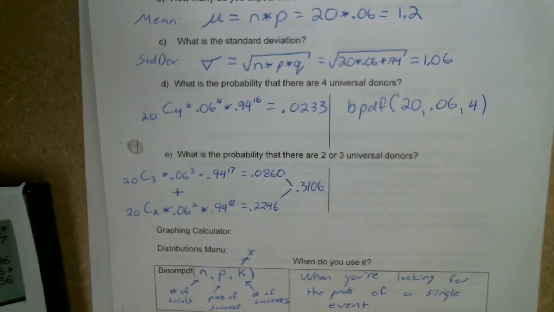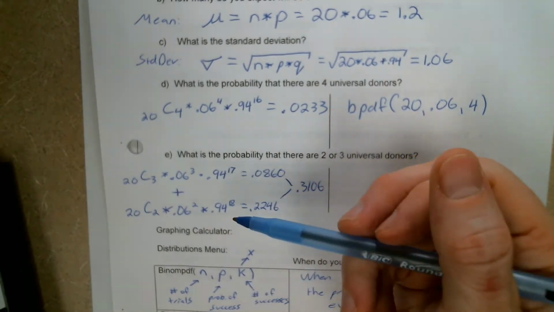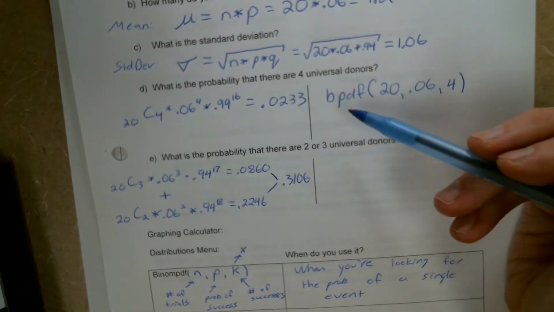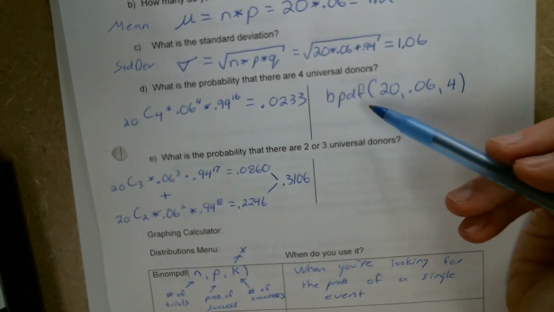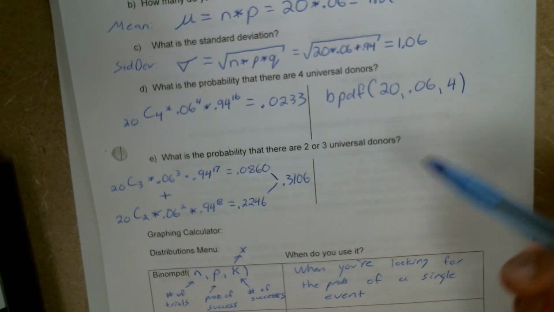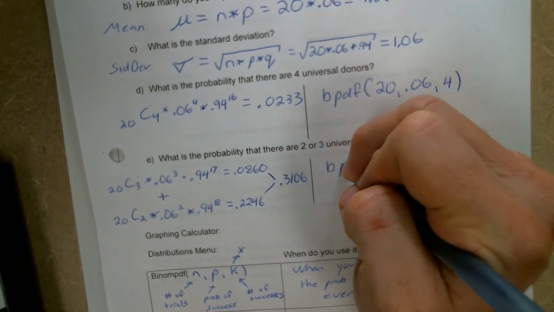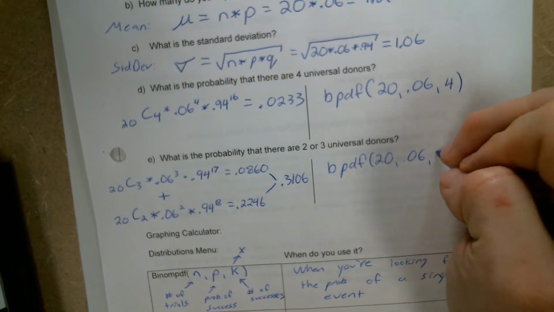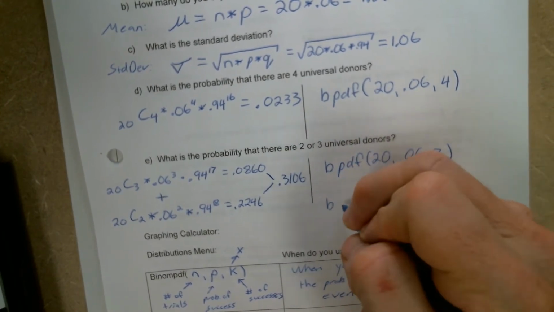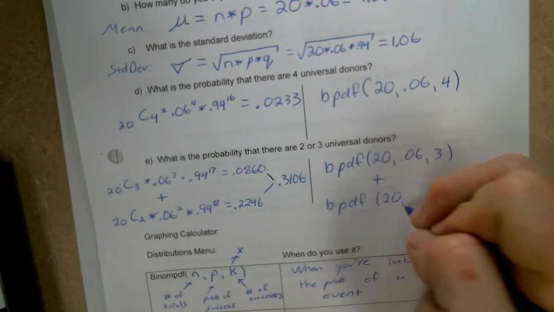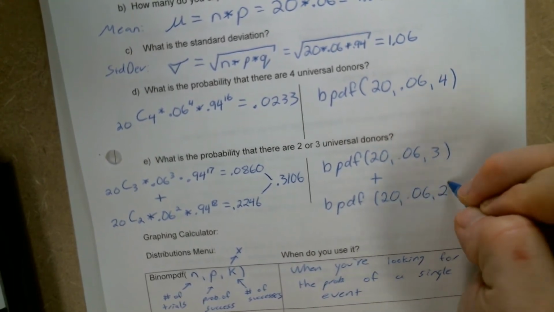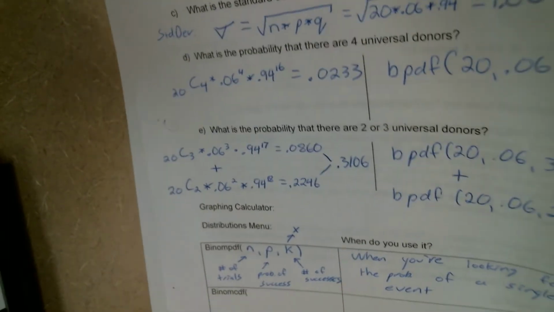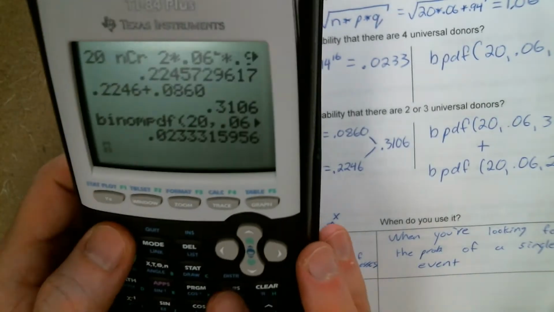So I don't care whether you do it the long way. Nobody ever chooses to do it the long way, but you're welcome to, or use the calculator. But if you're going to use the calculator, this is the work that you show. You say that I'm using BPDF, I'm doing 20, 0.06 and 4. On something like this, you could just say, I'm doing BPDF once for 20, 0.06 and 3, and then I'm adding to it the BPDF of 2. So if that's what BPDF does, what is BCDF? Well, let's bring up the menu.